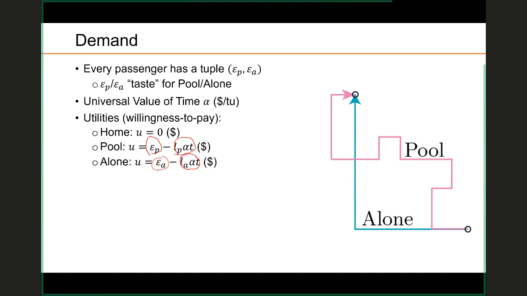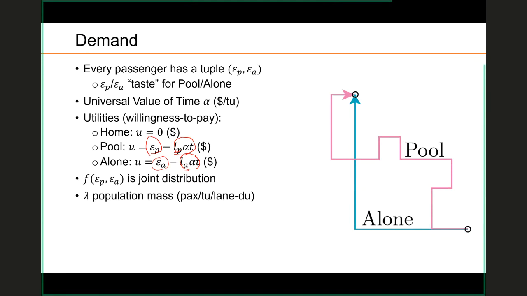Because L_P is bigger than L_A, that is to say that a pool trip is just longer than a lone trip, obviously this time cost will be greater for a pool trip than a lone trip. So we have these two. Everybody's characterized. Everybody has a value they would place on one type of trip or the other, so that we can make a distribution over the population of travelers. And that joint distribution is epsilon f of epsilon p, epsilon a.